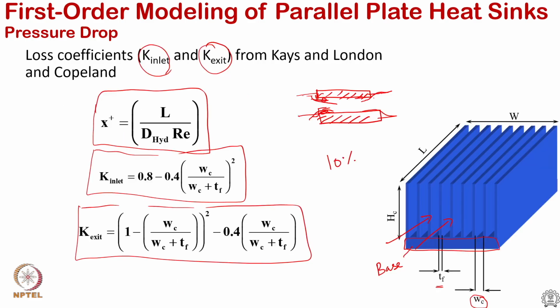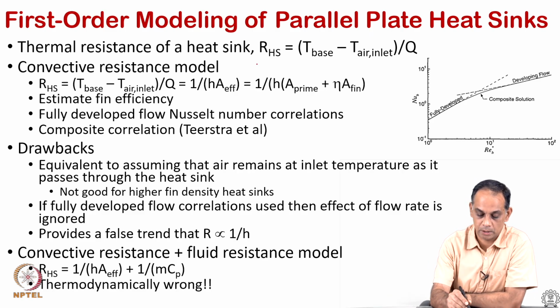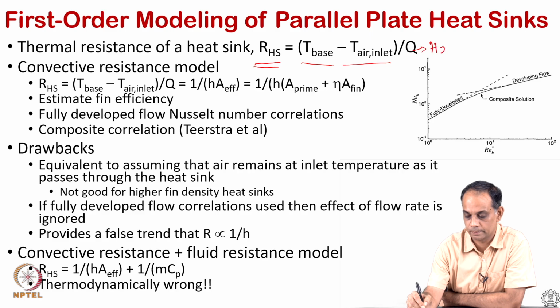Let's go to the next, which is to understand how to model a parallel plate heat sink from a first order perspective, just back of the envelope calculations. How do I calculate heat transfer or heat dissipation from this? Typically a heat sink resistance is employed, where we say T base minus T air inlet divided by Q, where Q here stands for the heat transfer rate, in watts.